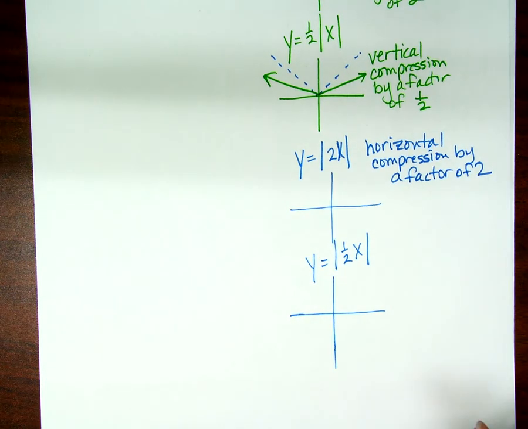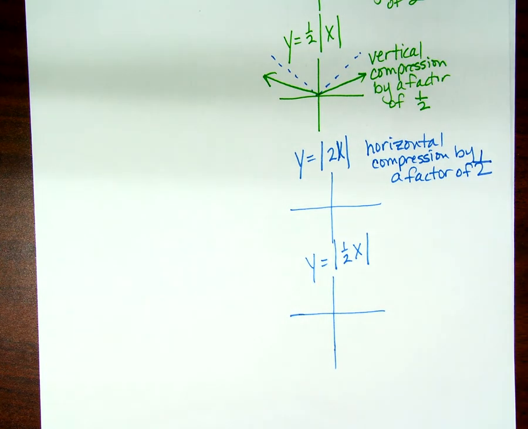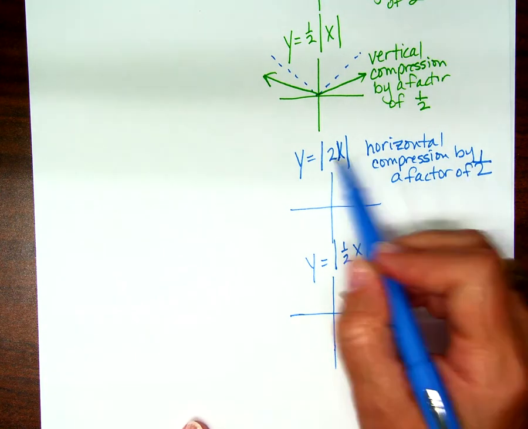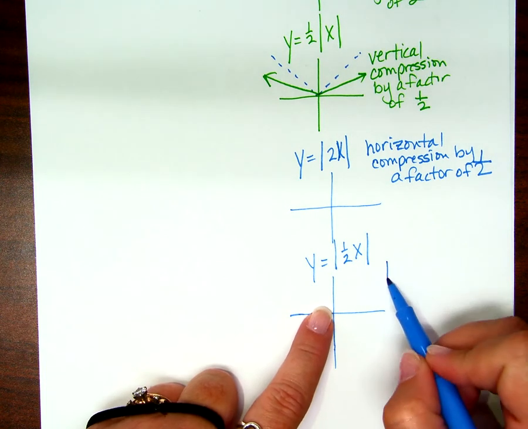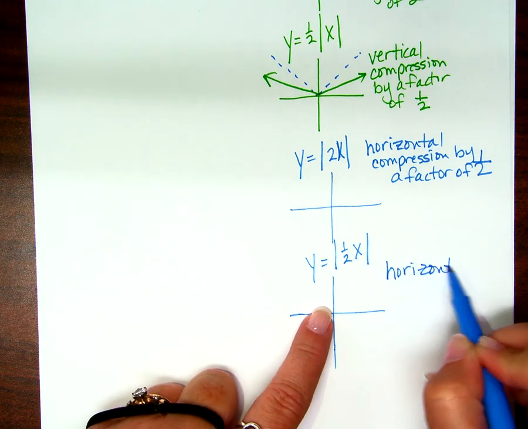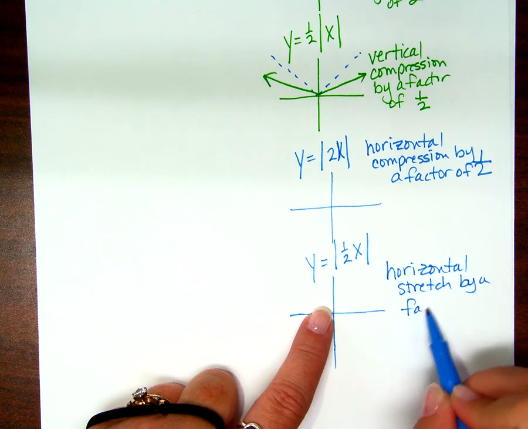I just wrote something wrong. Can I fix it? Why is it a horizontal compression by a factor of a half? How is that related to this number right here? Reciprocal. Okay. Look at this one then. Tell me. Horizontal what? By what factor? Uh-huh.